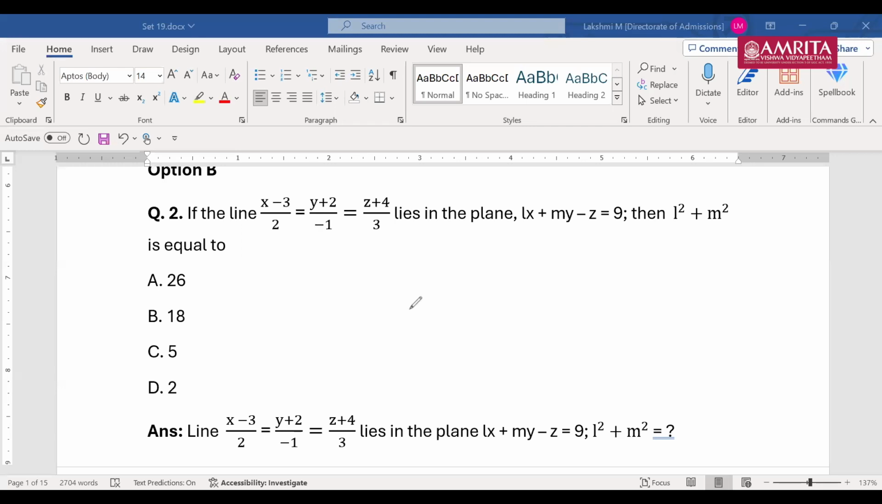Think of the same concept that we have applied in the previous problem, but here we are having unknowns. So we have to find the two unknowns and then we have to solve it.